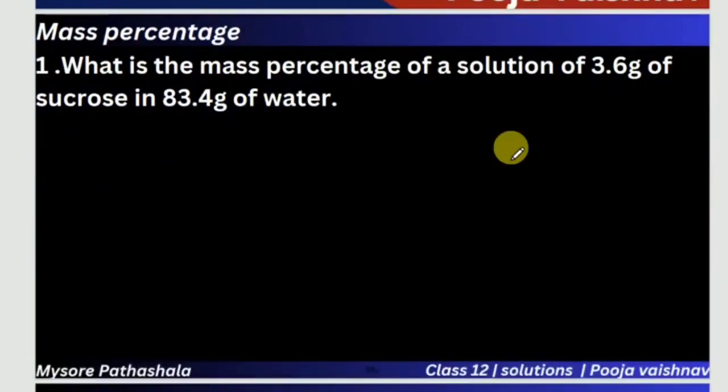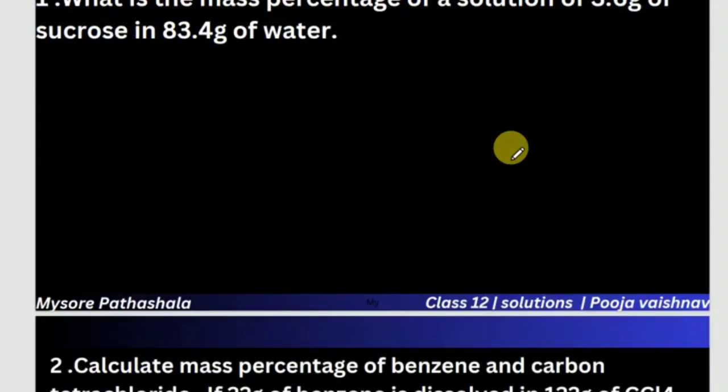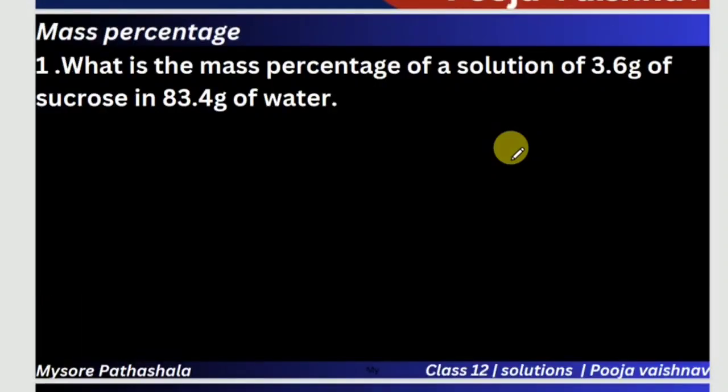Here we have a problem on mass percentage. Let's see what the question is. What is the mass percentage of a solution of 3.6 gram of sucrose in 83.4 gram of water? They have given two values, 3.6 gram and 83.4 gram. This is for sucrose and this is for water. They asked us the mass percentage.